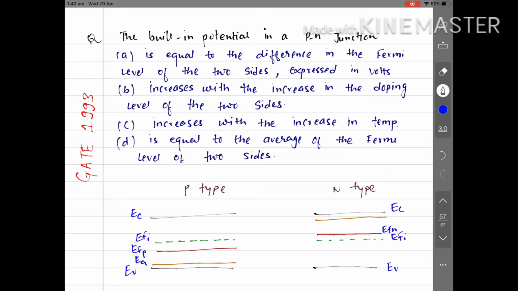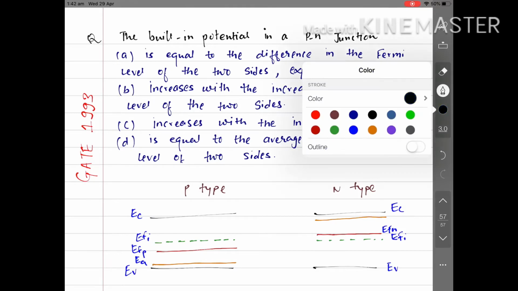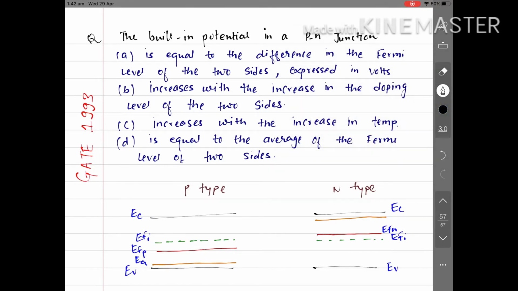For that, either we move this up a little bit to match this level, or we reduce the overall n-type band diagram to this level to match EFP and EFN. Here I am going to show you how we merge p-type and n-type material to make a p-n junction, and when we do so, how the band bending occurs.